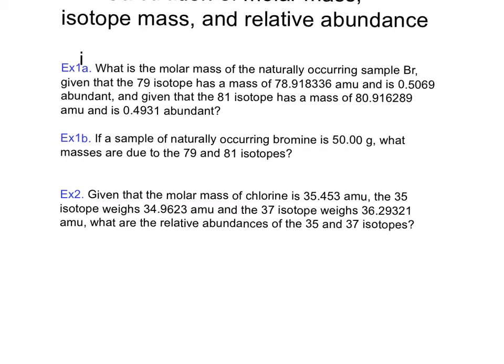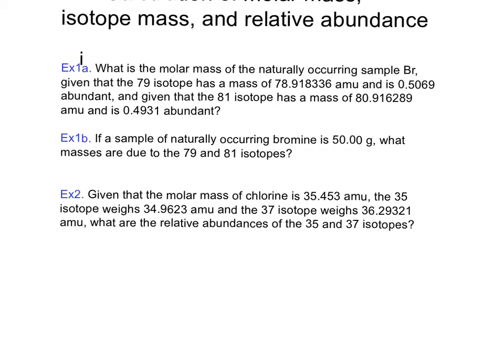It's about that, but that's not good enough. We've got the precise abundance, so we want to use that. Instead of saying 50%, it's 50.69% of the 50 grams that will be associated with the 79 isotope, and then 49.31% of the 50 grams will be associated with the 81 isotope. So that's how you would do it.